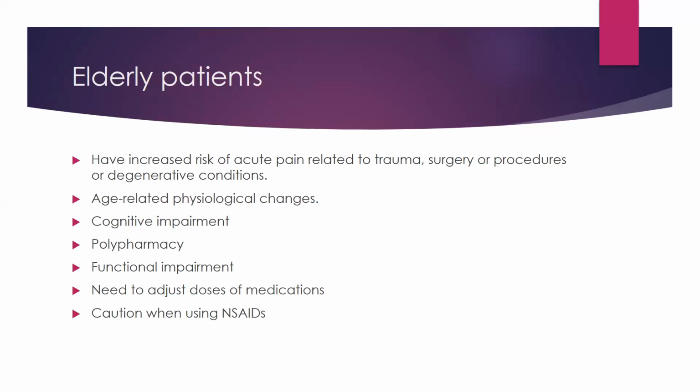Then when we are using NSAIDs for elderly people, we need to be very cautious because, again, they are the group that are prone to getting renal failure. NSAIDs come with side effects of GI irritation, ulcers, renal impairment. So we need to be very cautious when we are using NSAIDs in the elderly.